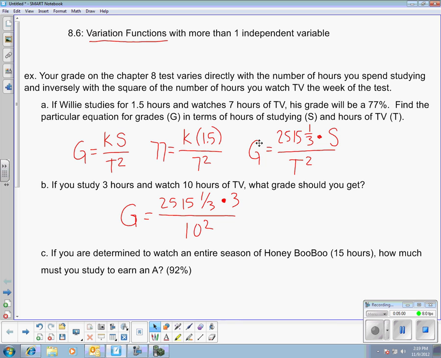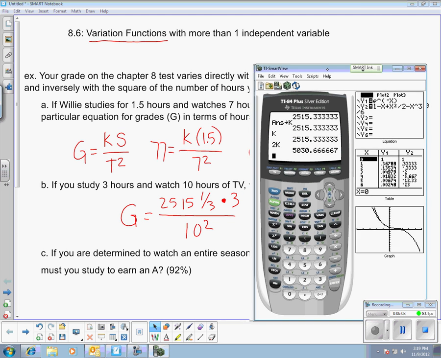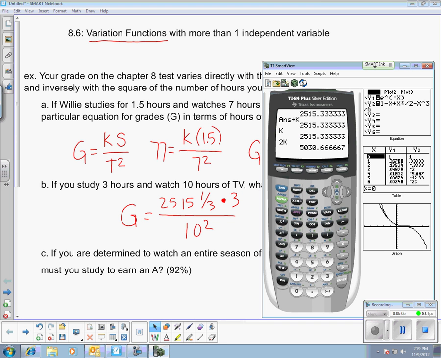All right, so this is not a big deal. 2515 and a third is K, so I'm going to start with K. I'm going to multiply it by 3, and I'm going to divide it by 10 squared. And I'm going to get a 75.46. Fair enough.